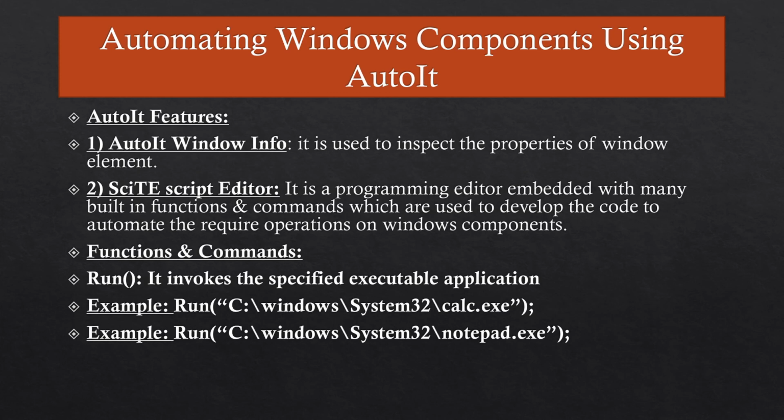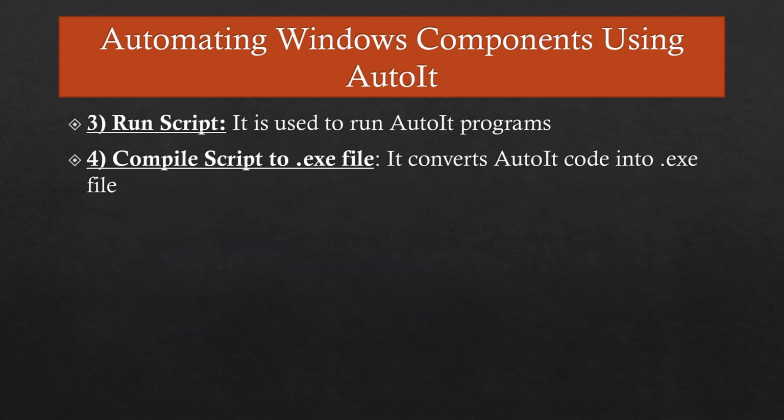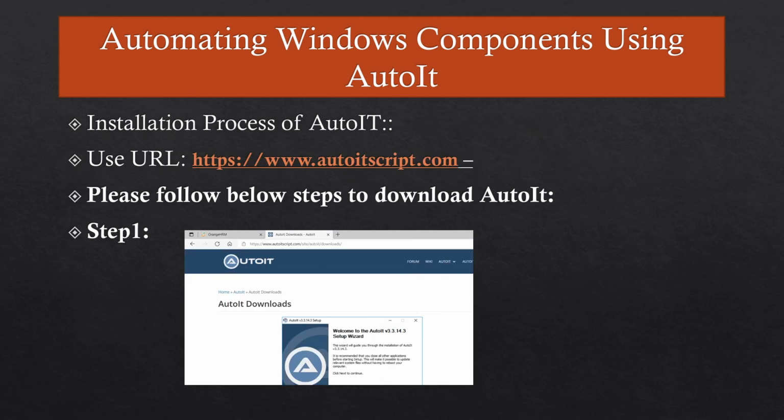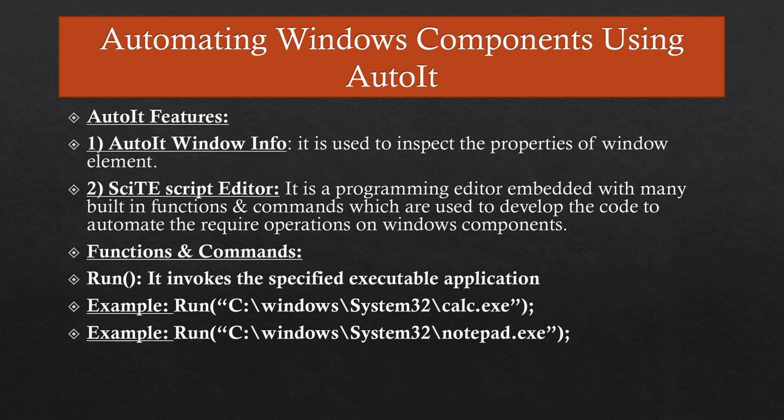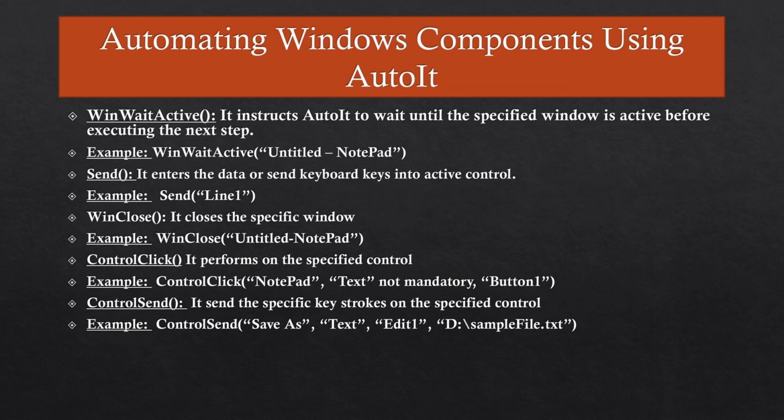Okay, the next slide is what are the different features of AutoIt. The first one is AutoIt Window Info, the second one is SciTE Script Editor, the third one is run script, and the last one is compiling the .exe file. Then what are all the different commands here. The first one is the Run command, the next is WinWaitActive, the next is Send command, and then WinClose, ControlClick, ControlSend. With the help of all these commands we are going to develop our AutoIt code.